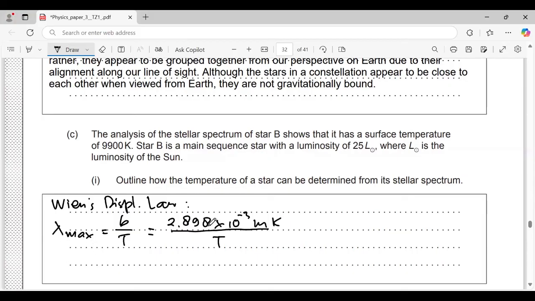So how will you determine the temperature? Just rearrange this formula, T equals 2.898 × 10^-3 over lambda max. The temperature, of course, is in Kelvin.